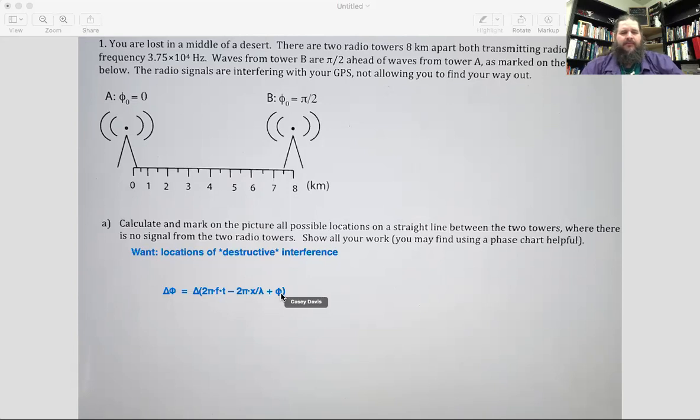plus the phase constant. But we don't really care what the total phase is. We care about the difference in total phase between wave A and wave B. If we distribute that delta, we get, let's copy this. We can distribute the delta to each term individually. So delta, the first thing, minus delta, this second thing, plus delta phase constant. Also, what can you do with a constant multiplier inside a delta?